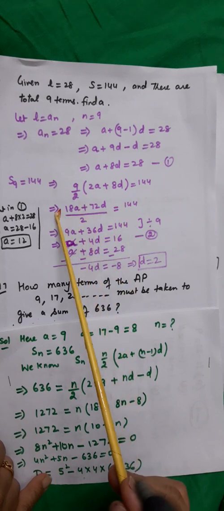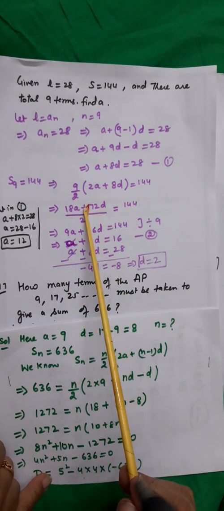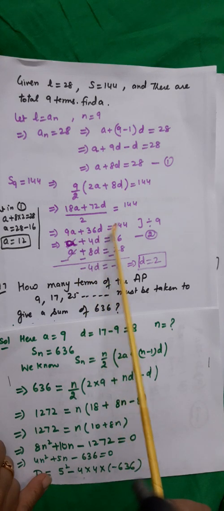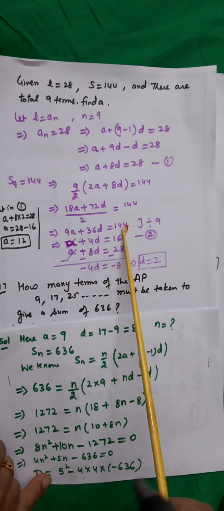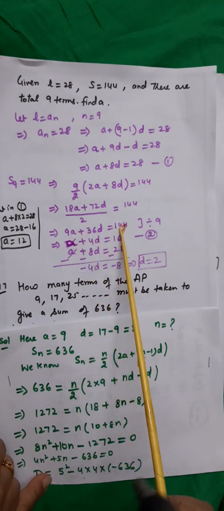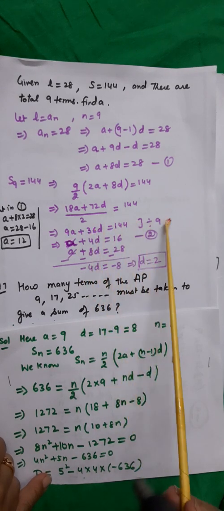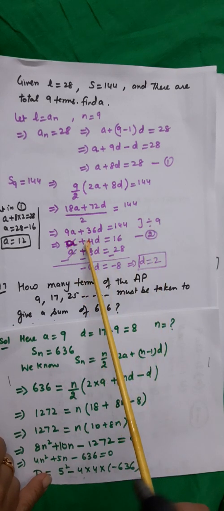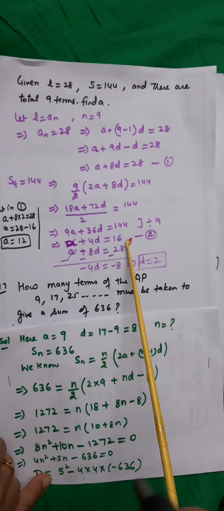Now this 2 will cancel 18 also and 72 also. So I have 9a plus 36d is equal to 144. I notice that 9 is a common factor here, so I can divide the whole equation by 9. Then it gives me a plus 4d is equal to 16.